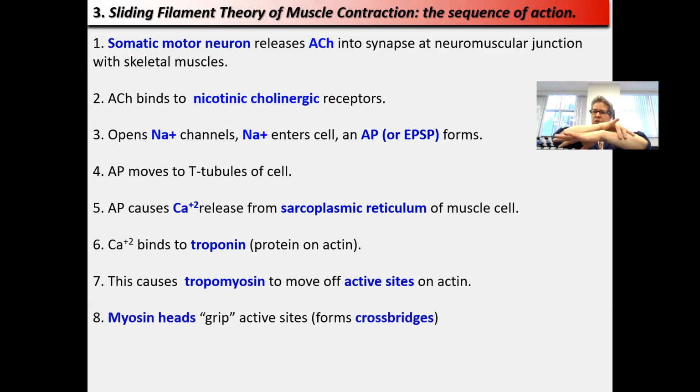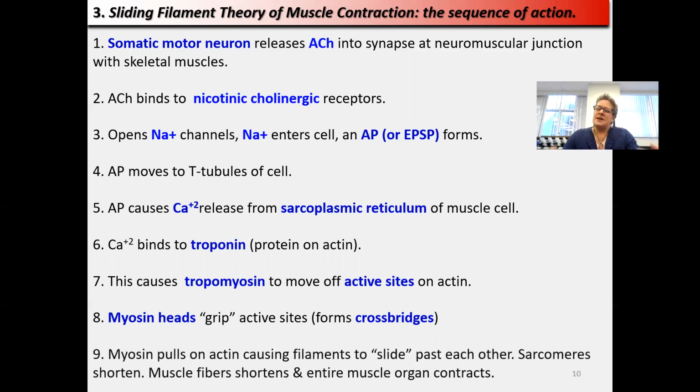And every place those little fingers make contact is called a cross bridge. And so it's just like tug of war. Myosin grabs actin and pulls on it. Okay? And it will continue doing that until the sarcomere itself shortens, and then the muscle cell will shorten, making the fascicles and muscle organ shorten.